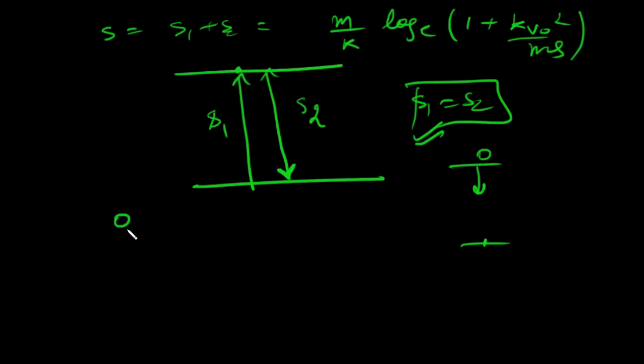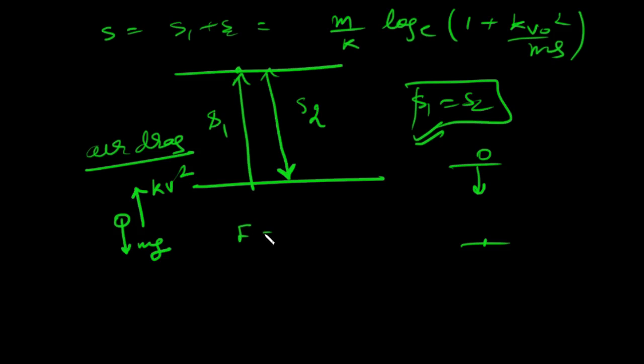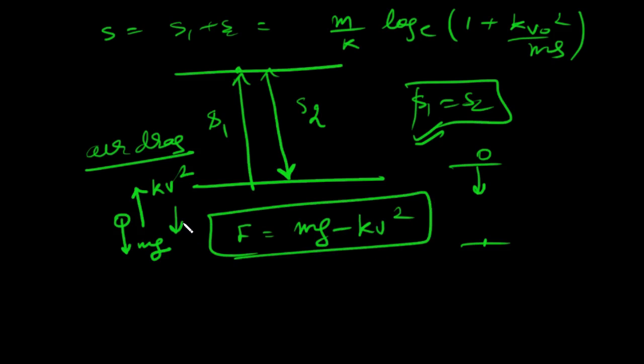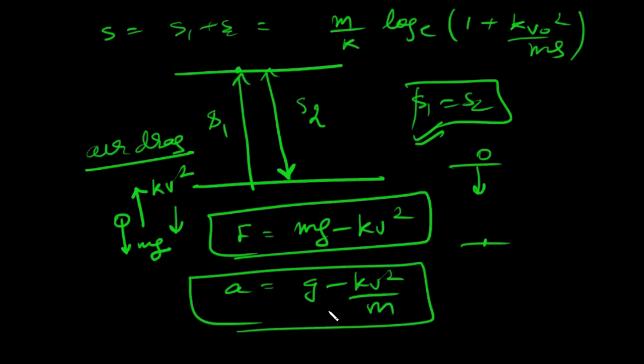When the particle is coming down, the forces acting on it are the weight, the first force, and the force of air drag. The force of air drag will be applied in such a manner as to resist the motion of the particle. Because the particle is going down, the air drag will be upwards. Net force on the particle will be equal to mg minus kv square. This will be positive because the particle is accelerating now, not decelerating as in the first case. So a would be equal to g minus kv square by m, right?